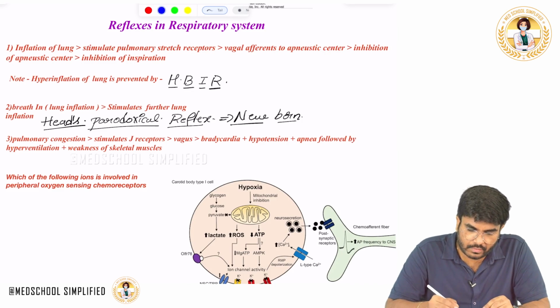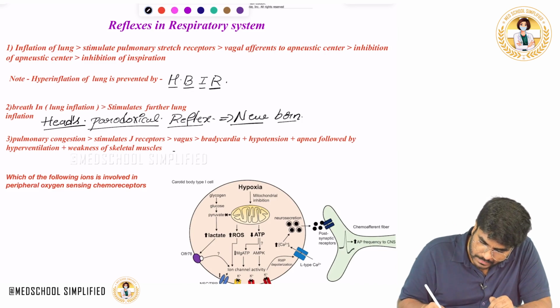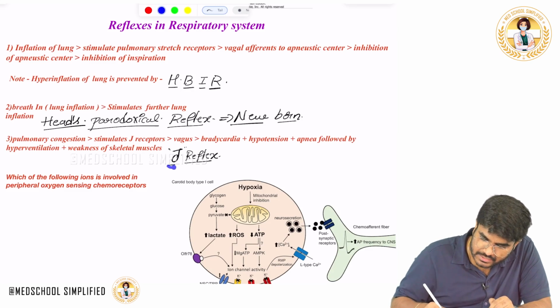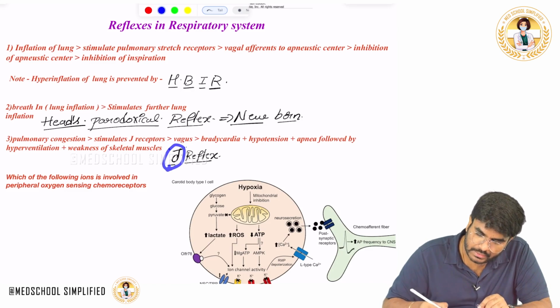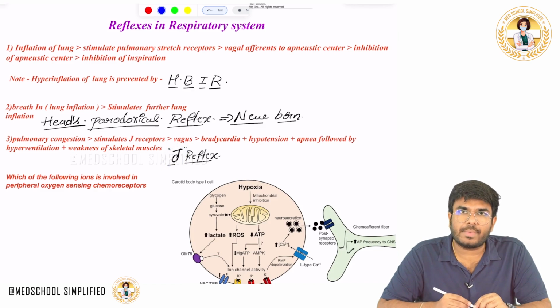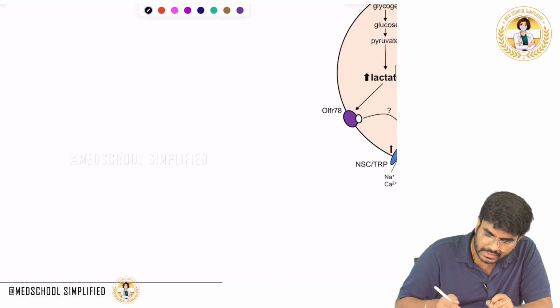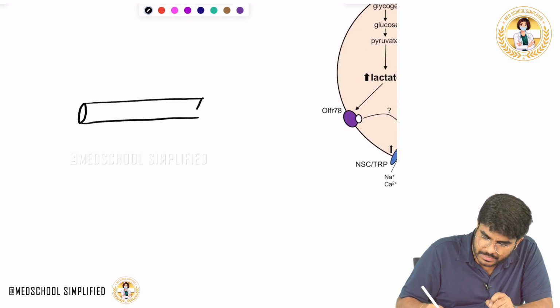Next, one more reflex is there, that is called the J reflex. So what exactly is this J reflex? J stands for juxtapulmonary receptors. What are these juxtapulmonary receptors? What they will do, I will tell you. These J receptors, or this J reflex, was discovered by the Indian physiologist from AIIMS, A.S. Paintal.